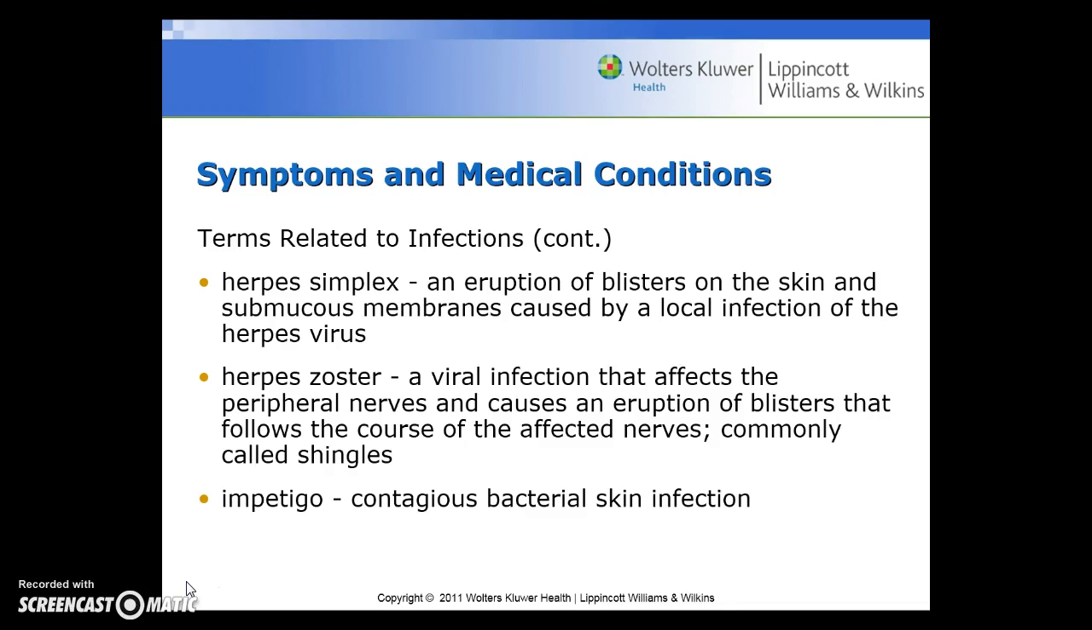Additionally, some other symptoms and medical conditions include herpes simplex, which is an eruption of blisters on the skin and submucous membranes caused by a local infection of the herpes virus. Herpes zoster is a viral infection that affects the peripheral nerves and causes an eruption of blisters that follows the course of the affected nerves, commonly called shingles.